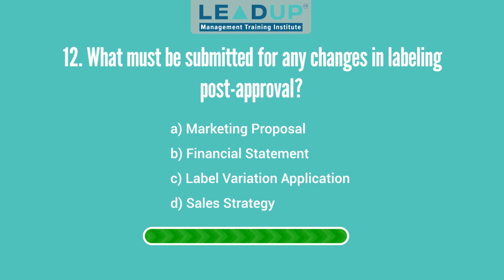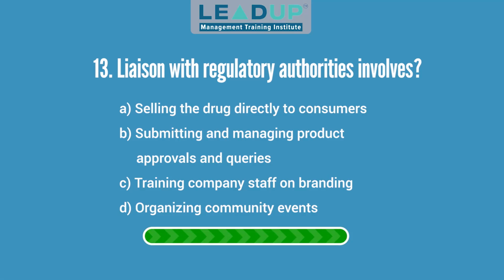What must be submitted for any changes in labelling post-approval? A. Marketing proposal, B. Financial statement, C. Label variation application, and D. Sales strategy. Answer: label variation application. Question 13.